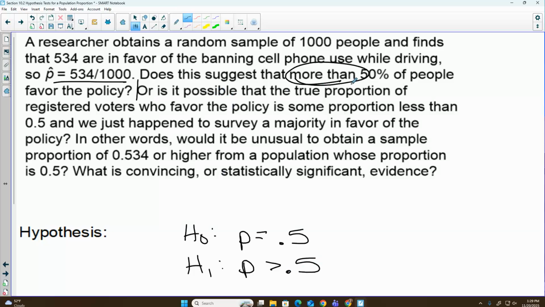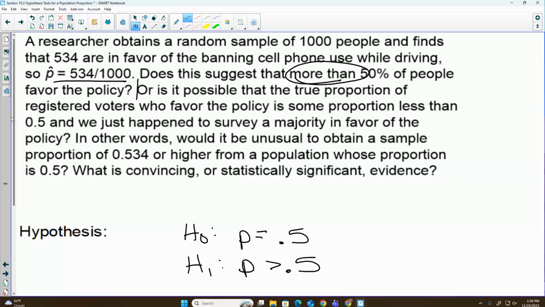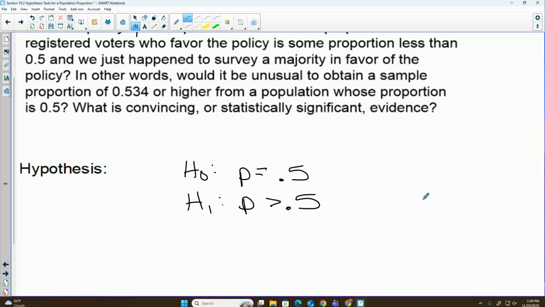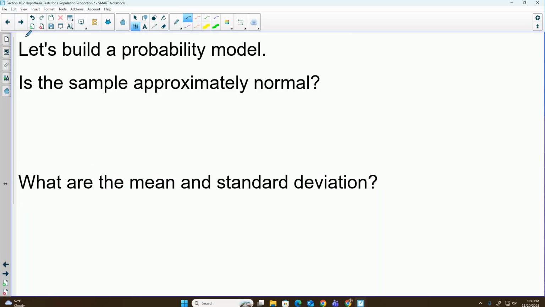Okay, so we have to see, does this suggest more than 50%, or is it possible that the true proportion is somewhere less and we just got an unusual group? So we have to see if this would be significant or not. That's how we would set up our hypothesis. To decide, we have to check our criteria. So is it normal or not?